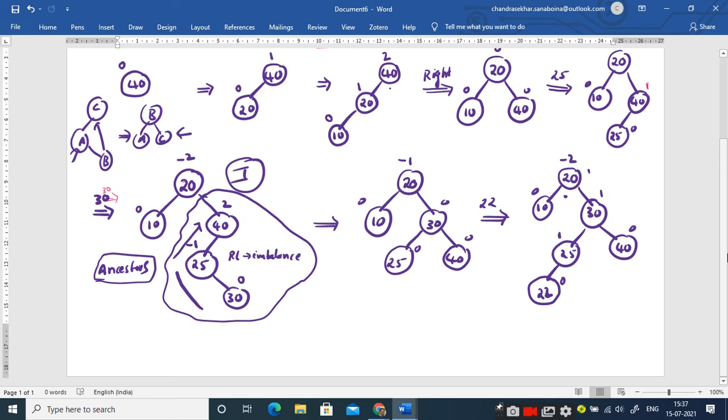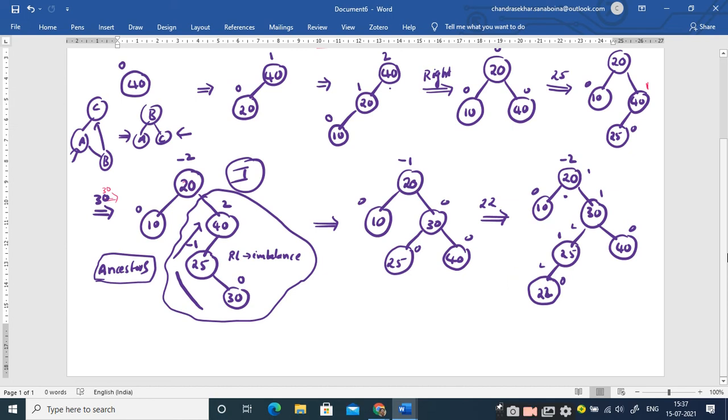So whenever you have such a situation, you may get confused. At what point you will get confused is, you have inserted 22, but you have inserted 22 as the left child of 25. Am I right or not? So this is left and this is left. You may think that, oh, 20 has been violating the balance factor criteria. Therefore, since that imbalance has happened because of inserting a new node as the left child of 30, you may think that this is an LL rotation. This is not true.